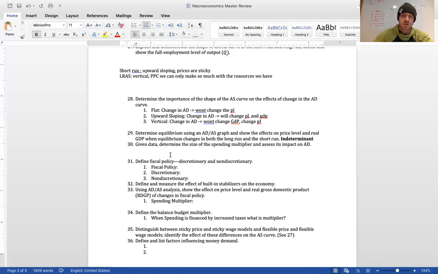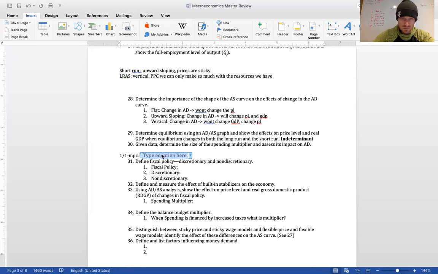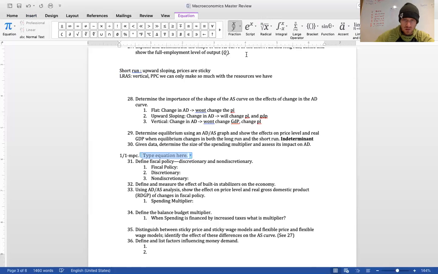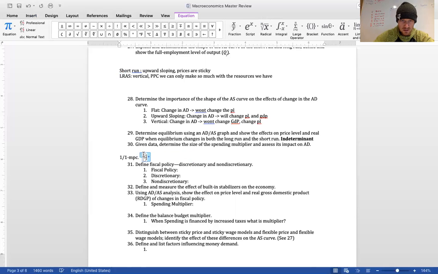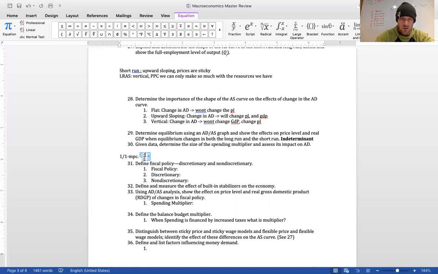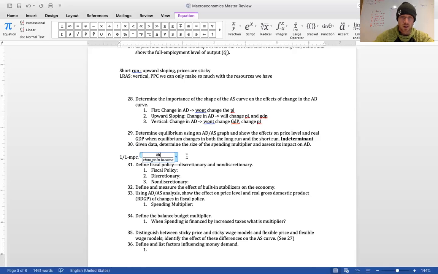The last thing we have to do is determine the size of the spending multiplier. Spending multiplier is 1 divided by 1 minus MPC. MPC is the marginal propensity to consume. So if you were given data, you would calculate MPC. You would choose any 2 points of the data, and the denominator is the change in income. The numerator for MPC is change in spending.